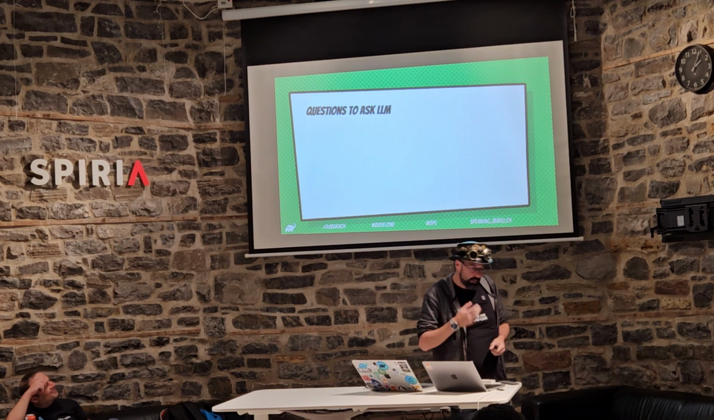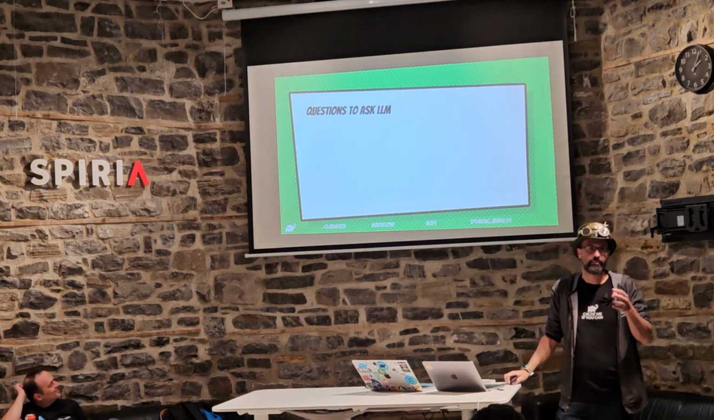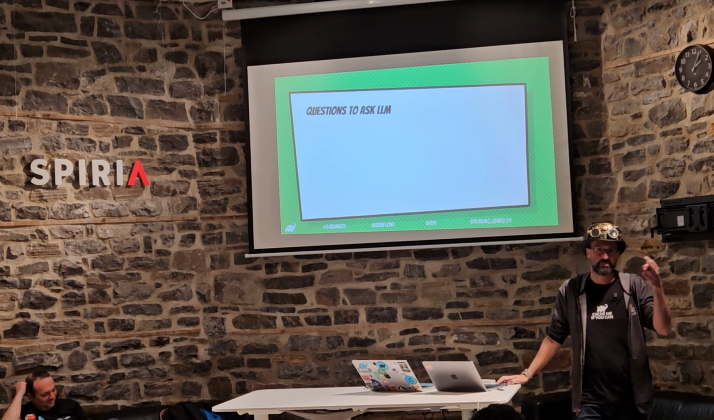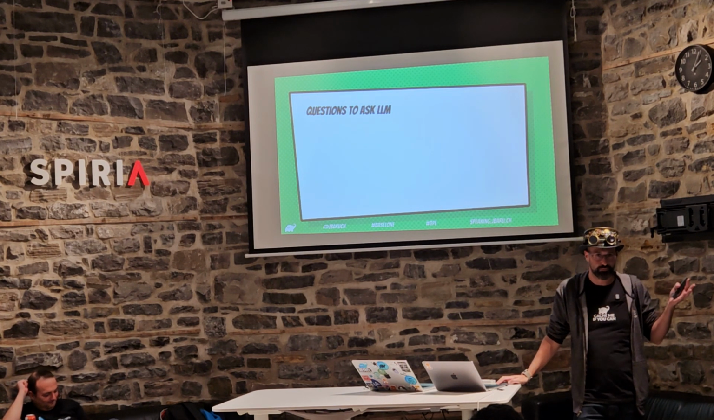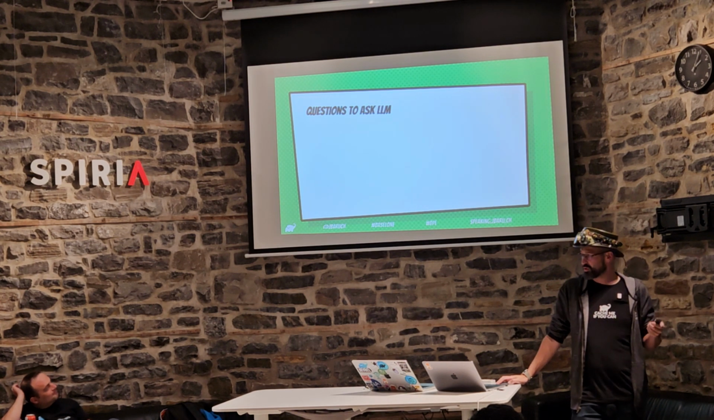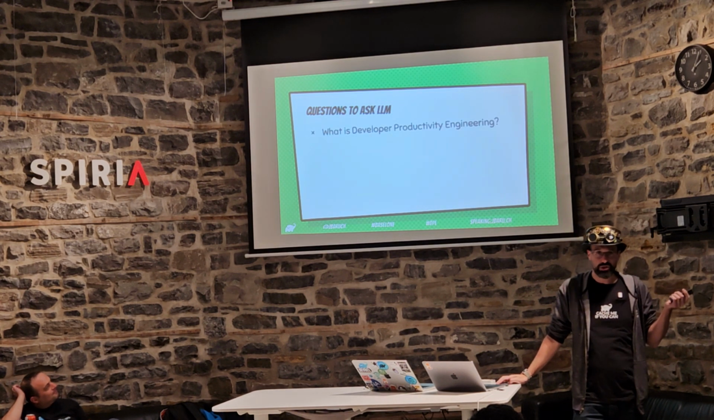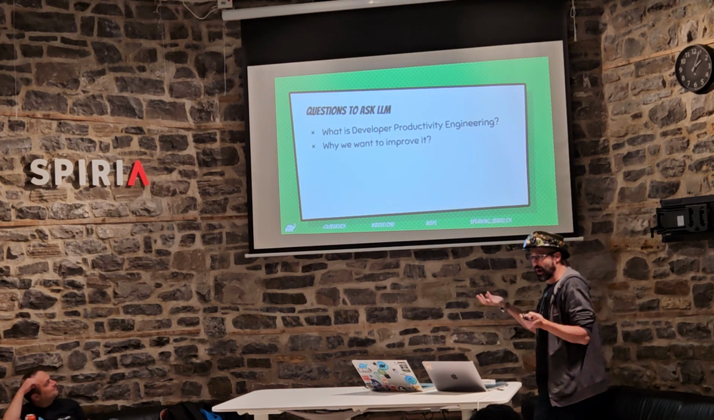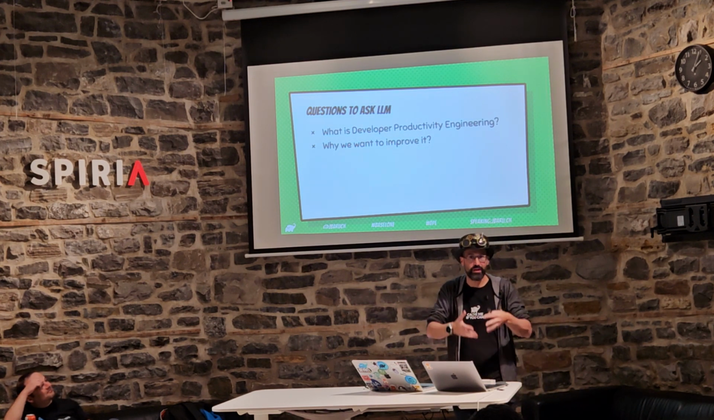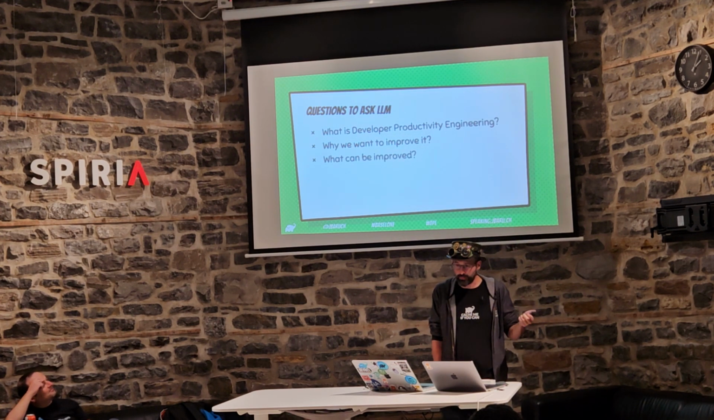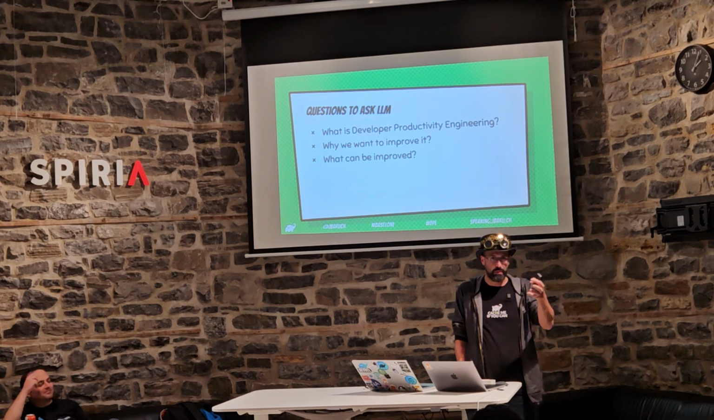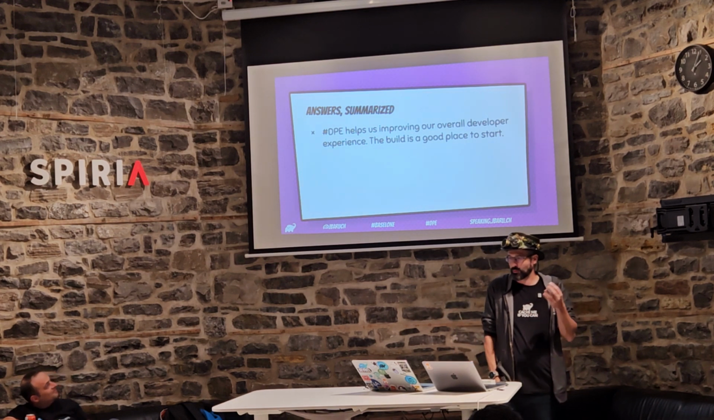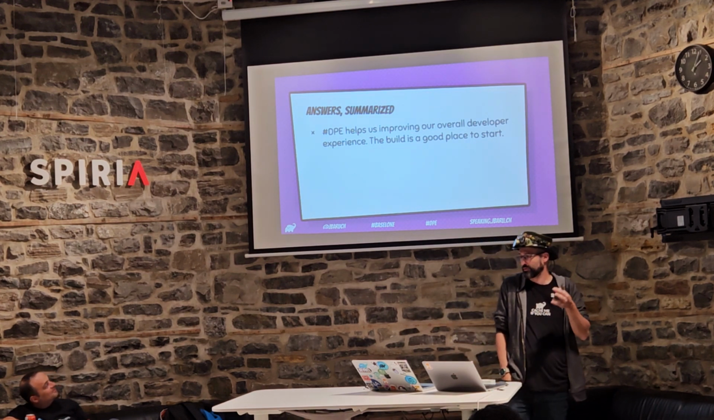The premise of this talk was, and I'm not going to show you the full thing just because it's starting to get late, I actually asked ChatGPT questions and did what it told me to do. It started very nicely with questions about what developer productivity engineering is, and it told me the right thing that you know by now. Then why do we want to improve it? And it told me the right thing that you already know by now. Then what can be improved, and it spoke about faster feedback and more. To summarize, developer productivity engineering helps us improve the overall developer experience.